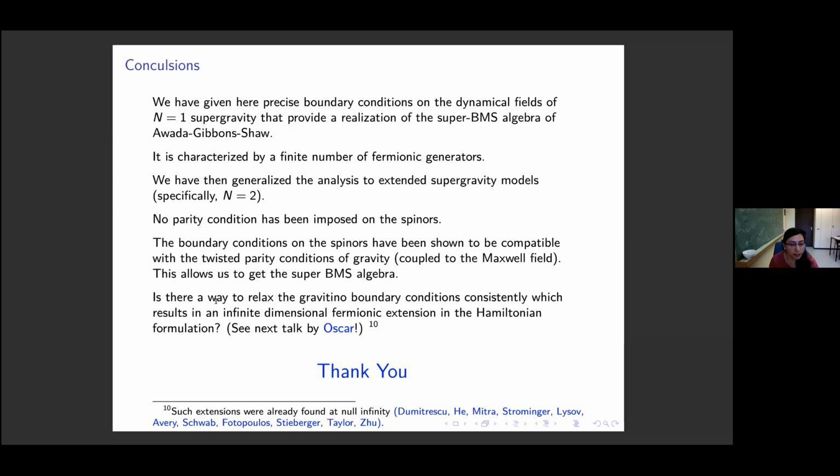And now the next question arises. Is there a way to relax the gravitino boundary conditions consistently, which results in an infinite dimensional fermionic extension in the Hamiltonian formulation? This will be covered by Oscar in the next talk.